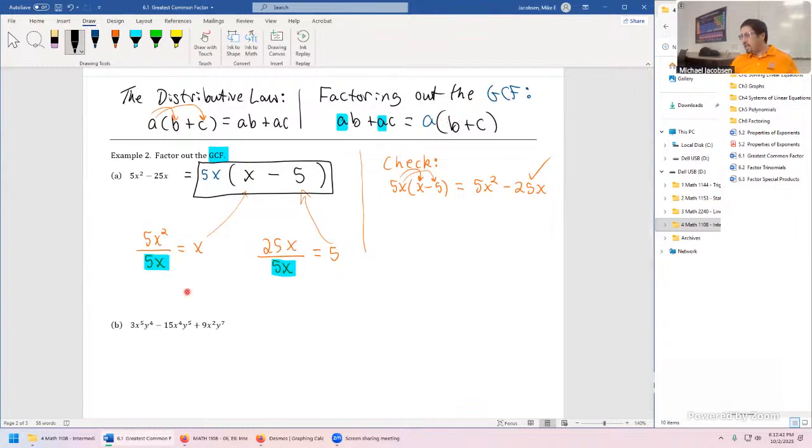Let's go in order of how you probably want to attack this. Instead of looking at it as a whole, just focus on the parts. The coefficients are 3, 15, and 9. The largest thing that divides all of them would just be 3 itself. It goes in here once, here negative 5 times, here positive 3 times. So the first part of our greatest common factor involves a 3.